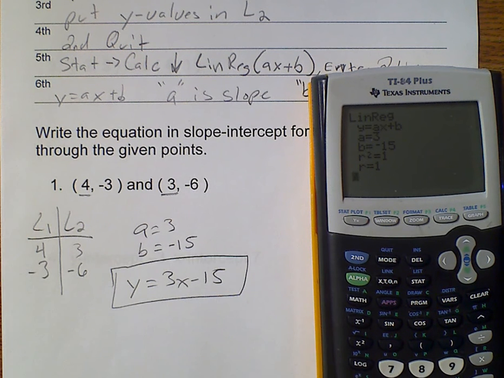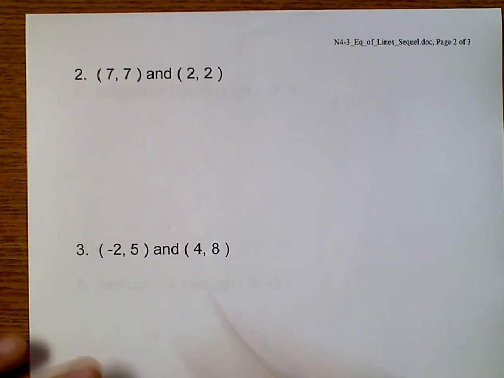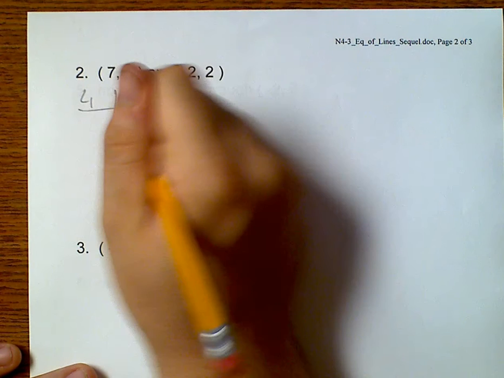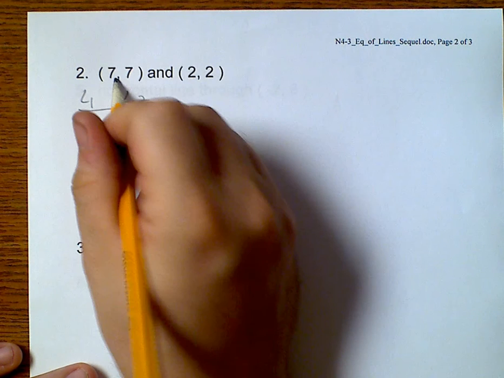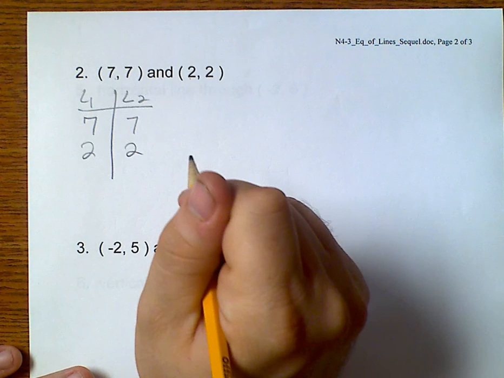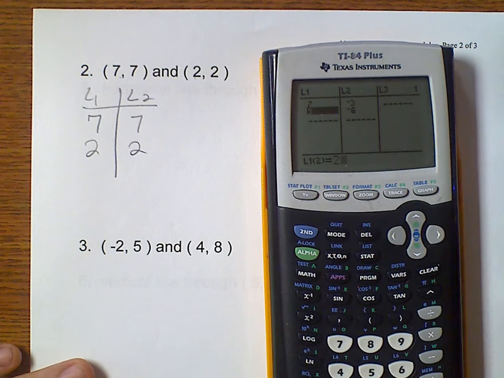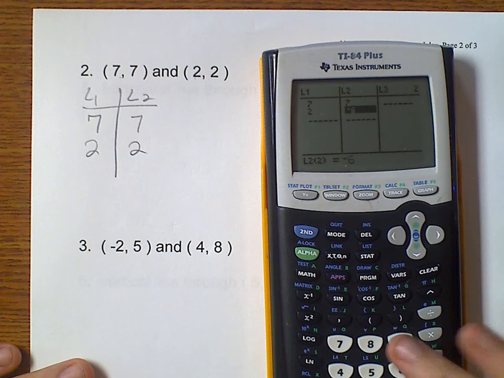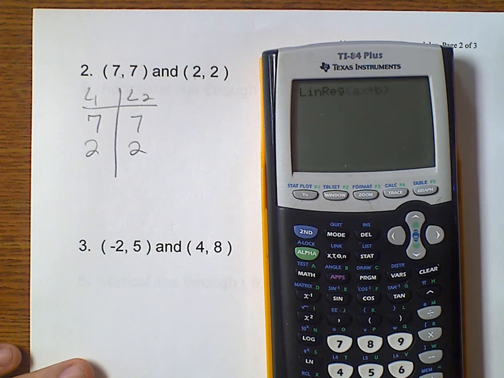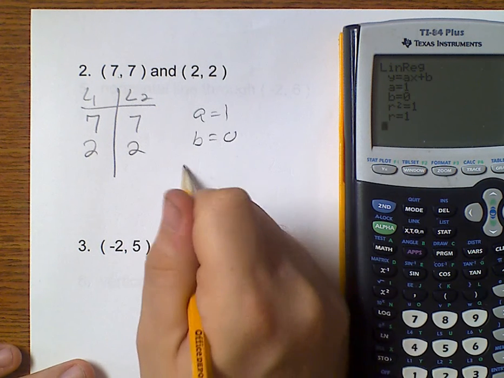This is by far the easiest way to find the equation of a line because the calculator does all of the work for you. Let's move on to the next page. We have 2 points. L1 is going to be 7 and 2, and L2 is going to be 7 and 2. So I come over here, Stat, Edit, 7, 2, 7, 2. When I quit and run it, I get a equals 1, b equals 0, y equals x.